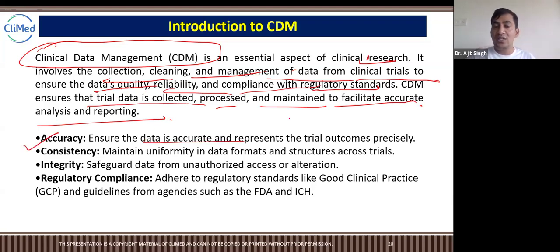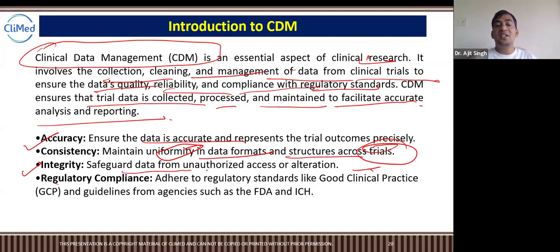So the main characteristic of CDM is accuracy. Definitely they have to maintain the accuracy. And see, that's why real-time data collection and real-time surveillance is important, because they are collecting the data from different sites. So they have to make the unique type of data sets, they have to make the unique EDC, so everyone fills the data in that format only. And the central team, which is sitting in some central facilities, they get the similar data from every site. That's why we need the CDM team. So accuracy, consistency means uniformity in the data formats and structures across the trials. Across the trials means even the sites they're talking about.